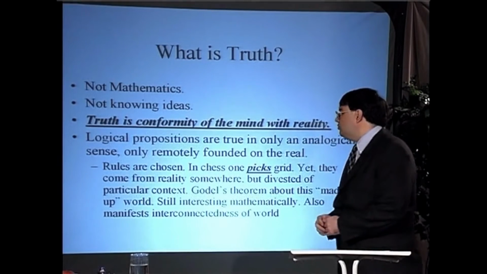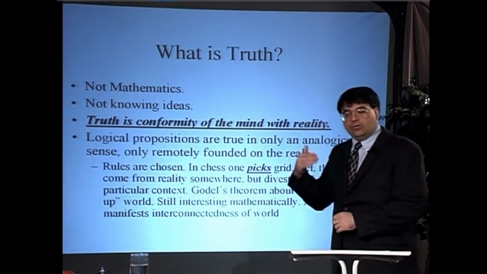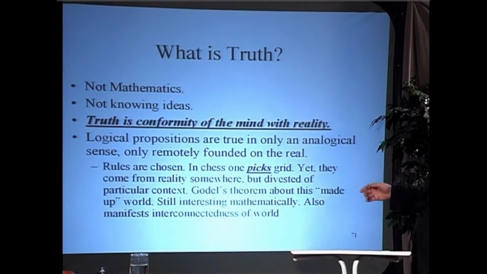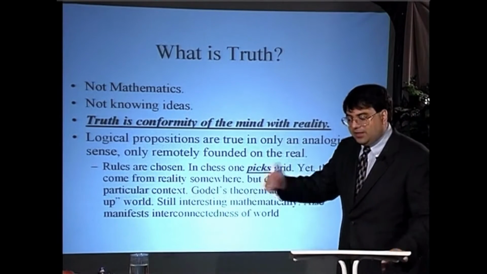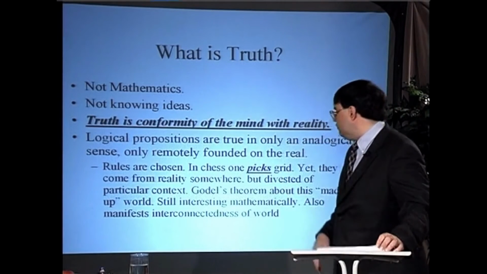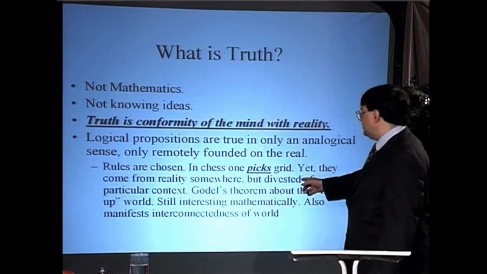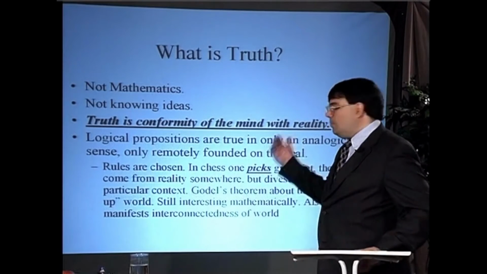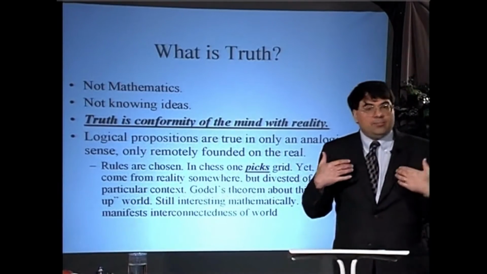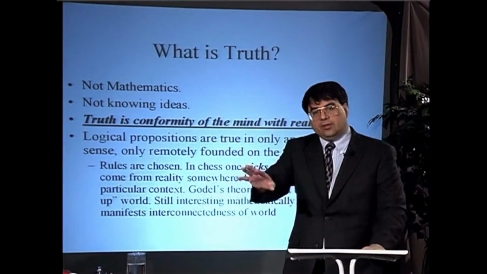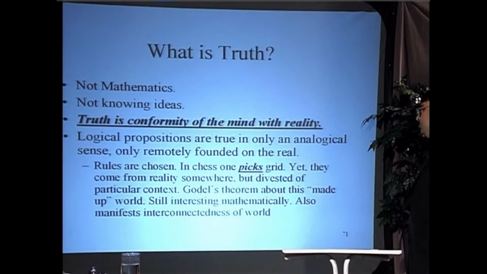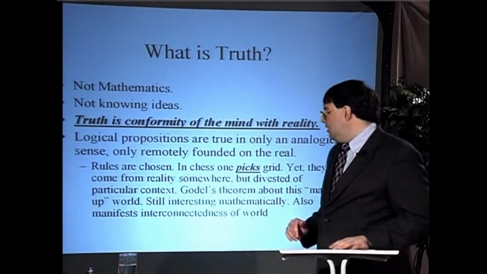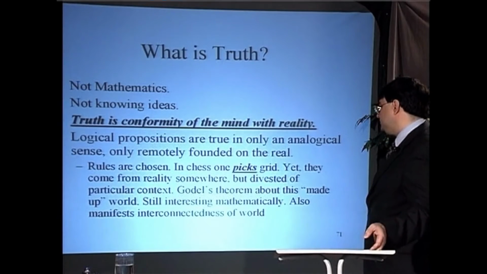Logical propositions are true only in analogy with those things that are founded on the real. Rules are chosen. In chess, one picks a grid and decides on what the rules are. Reality is the way it is. We can't choose it. We have to just conform to it. Gödel's theorem exists in this land of beings of reason. This is a made-up world, if you will. But it's still based on the real, because remember, all of our ideas are abstracted from the real things in the world, from our sensorial knowledge of real things. And so this is still interesting in its own right. It just means that it's a much smaller province than many think.